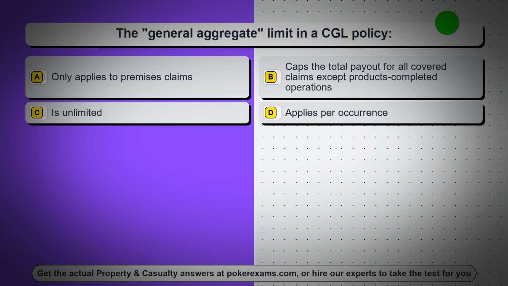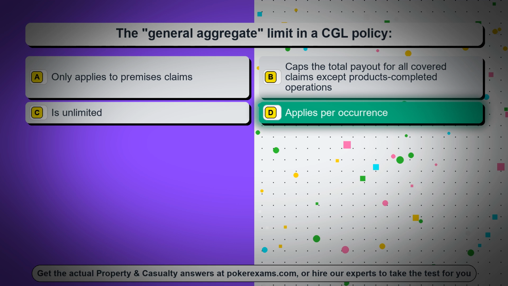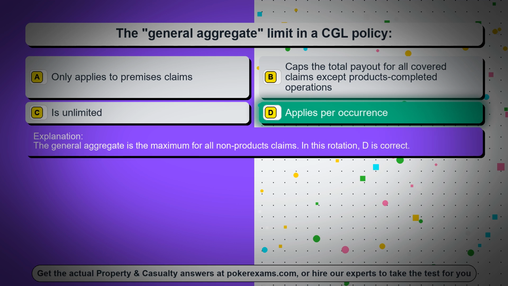Question 45. The general aggregate limit in a CGL policy. Option A, only applies to premises claims. Option B, caps the total payout for all covered claims except products completed operations. Option C, is unlimited. Option D, applies per occurrence. The correct answer is option D, applies per occurrence. The general aggregate is the maximum for all non-products claims. In this rotation, D is correct.